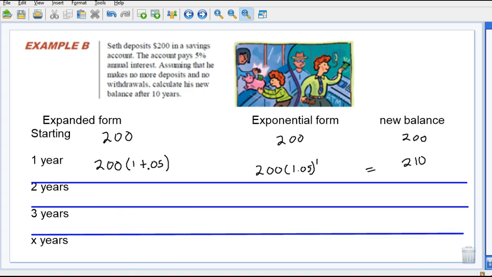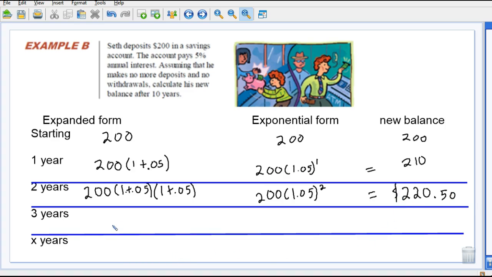So after 2 years, in expanded form, this would be 200 times 1 plus 0.05, and we have to multiply that again by 1 plus 0.05. If I want to write that in exponential form, it's still 200 times 1.05 to the power of 2, because I'm multiplying it together 2 times. And when I do that, I get $220.50.